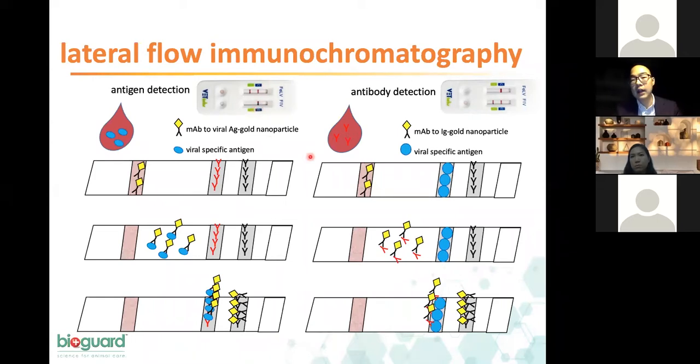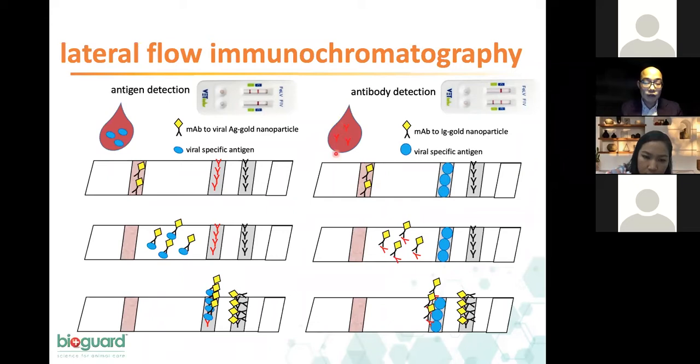Similarly, on the antibody detection format, such as in the case of FIV kits, we just swap the detecting molecule on the test line. On the antigen detection method, we coat it with the monoclonal antibody against the antigen that we want to detect. On the antibody detection format, we coat with viral-specific antigen because we want to detect the specific antibodies against the antigen in the blood.